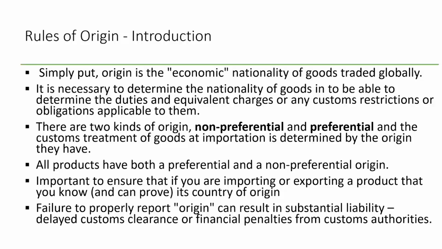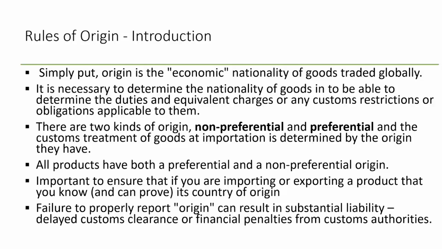There's a slight amount of processing done to them in Japan, but not enough to change the origin. And then they get dispatched to the UK. Now, the UK has a trade deal with Japan, but the origin of the goods hasn't changed. The origin of those goods is still China, right? So the economic nationality of those goods is still China.